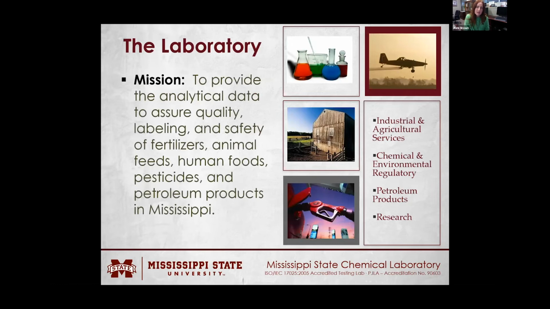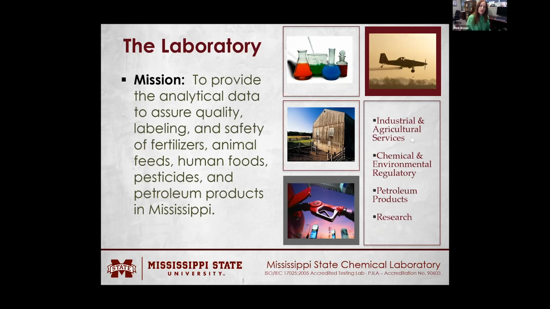I'm kind of in a unique situation. I serve in a dual role. I'm the state chemist and director of the Mississippi State Chemical Laboratory. And that laboratory is actually the agricultural forensics lab for the state. So our mission is to provide analytical data for quality assurance and labeling, safety of feed and fertilizers, human foods, pesticides, and actually the petroleum products that are sold within the state.